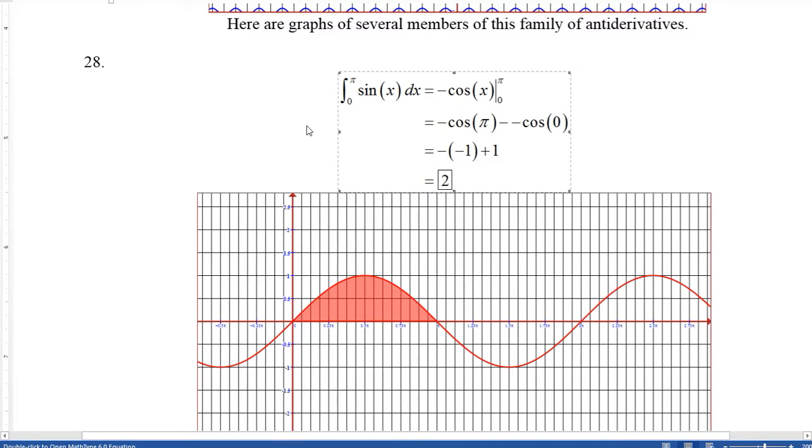By the way, before we ever started this, we should have made sure that sine of x is actually continuous on this interval from 0 to pi. And of course, sine of x is continuous everywhere, so this is certainly a legitimate process. You could check this by running it through your calculator and using the numerical integration technique, and it should come out with at least approximately 2.